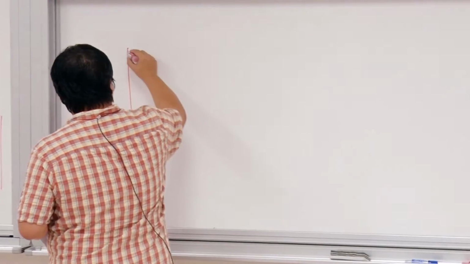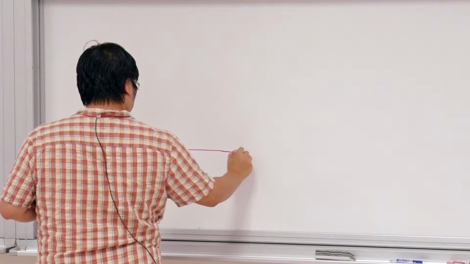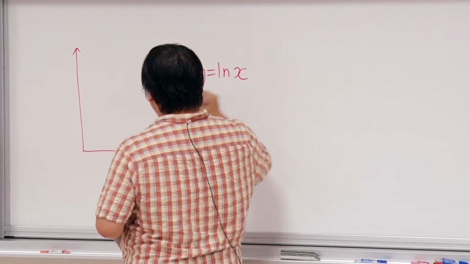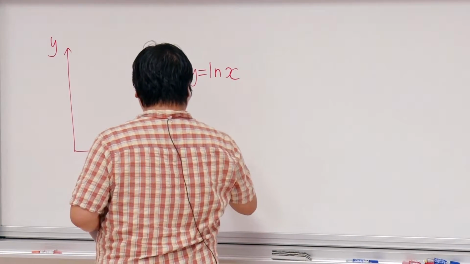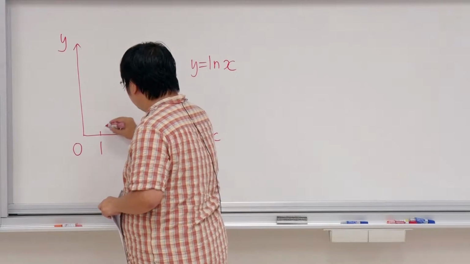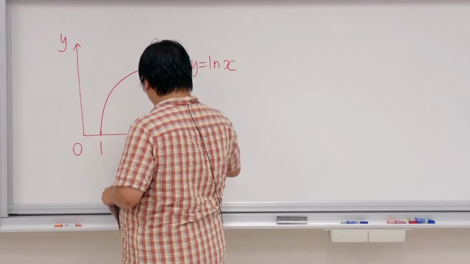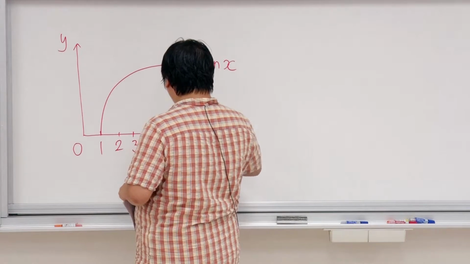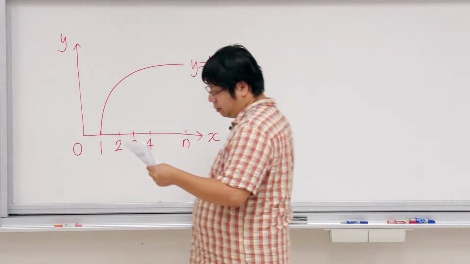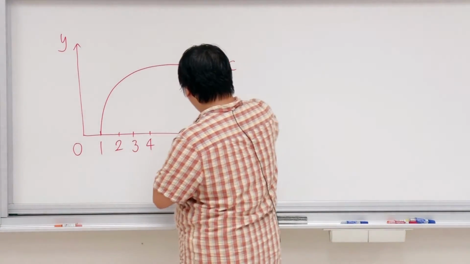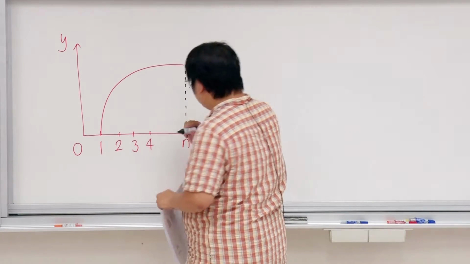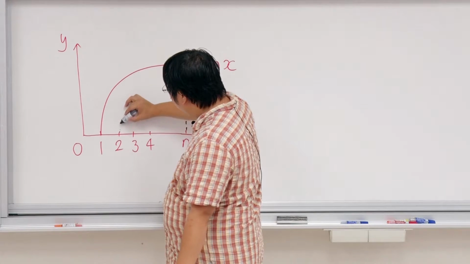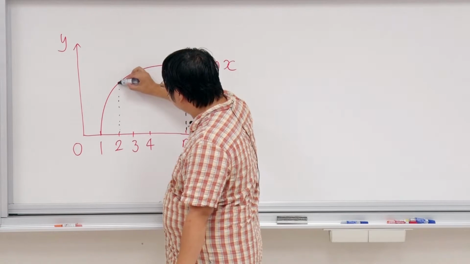Let's do another figure. This is still y is equal to log of x. This is y, this is x, this is 0, this is 1. So you get something like this. And then this is 2, this is 3, this is 4, this is n. Okay, so the next thing that we do is like this. We go to 2, we find the intersection point here. So this is the value of log 2.